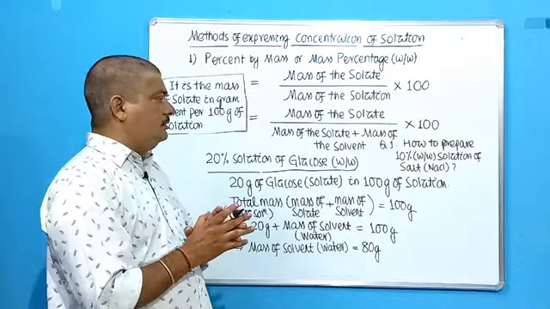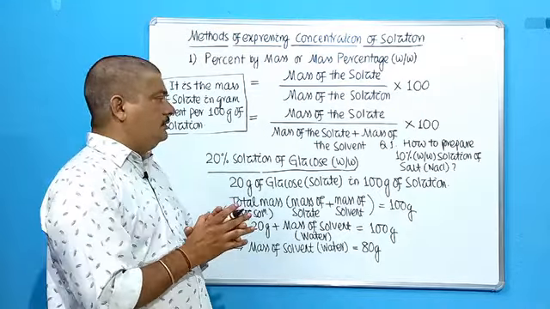Okay, suppose the question 2 is here. Question 2, what is the volume of sulfuric acid to be dissolved in water to make a 10% V by V, volume by volume solution of 100 milliliter. This is the question 2 for you.